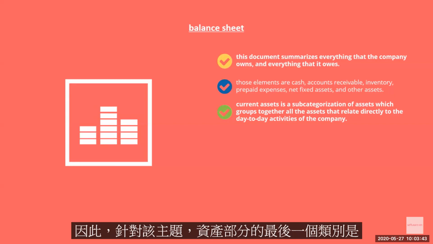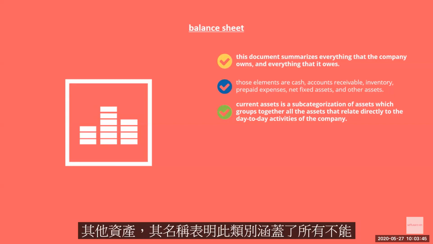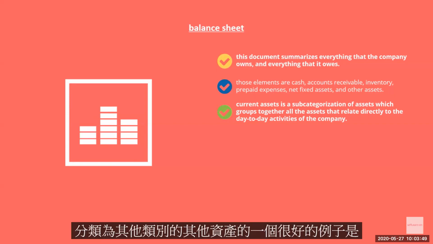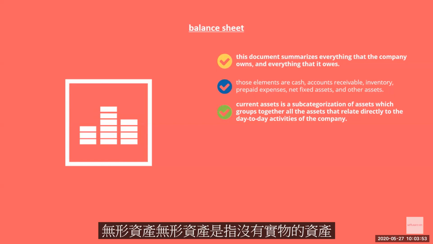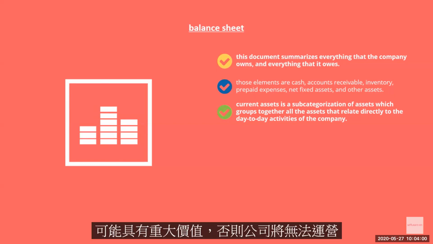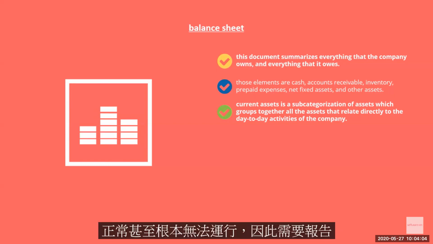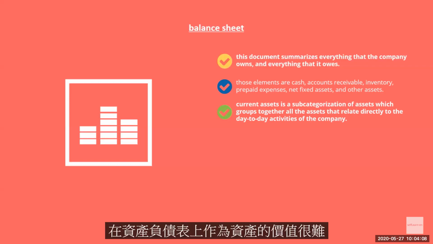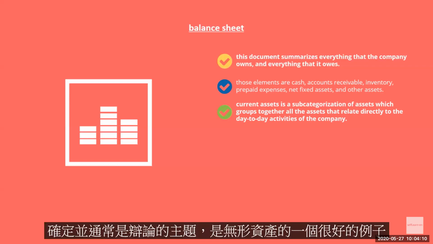The last category of the asset section is other assets. As its name indicates, this category covers any asset that cannot be classified in the other categories. A good example of other assets is intangible assets. Intangible assets are assets that do not have a physical presence, such as patents, copyrights, brand names, to name a few. Those assets can have a significant value without which the company would not operate normally, or even would not operate at all. They therefore need to be reported on the balance sheet as assets.